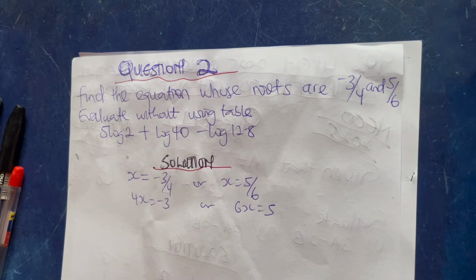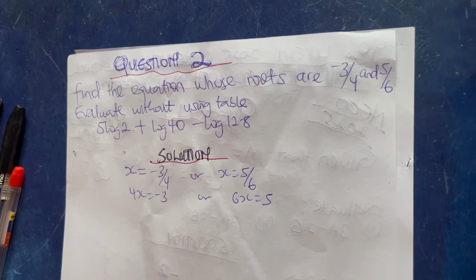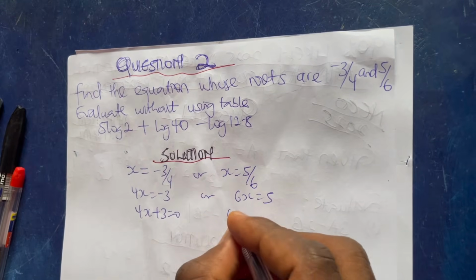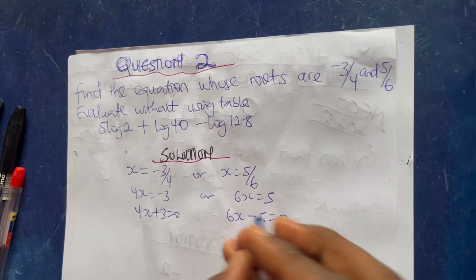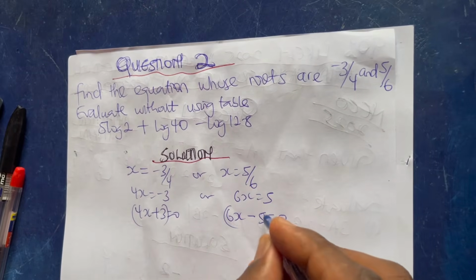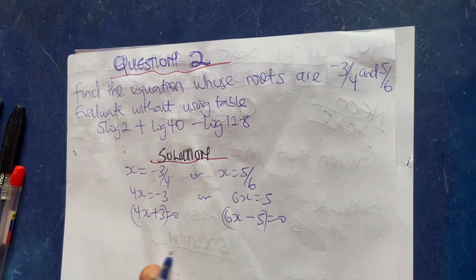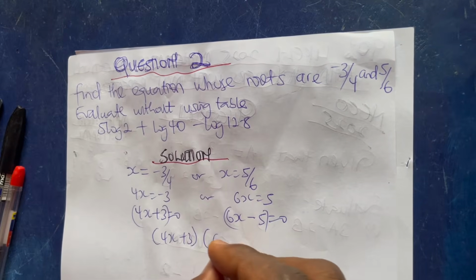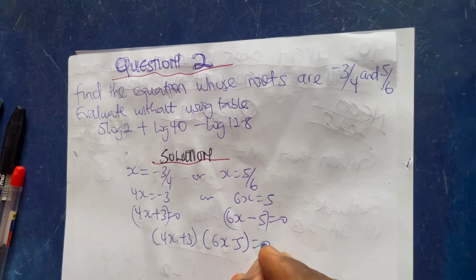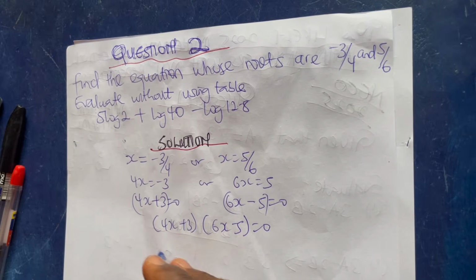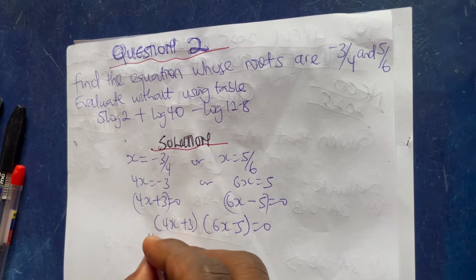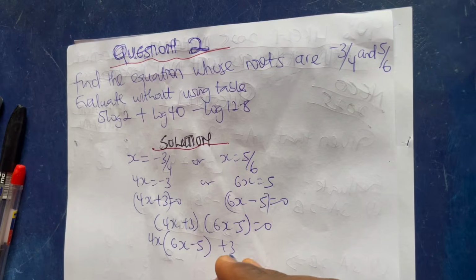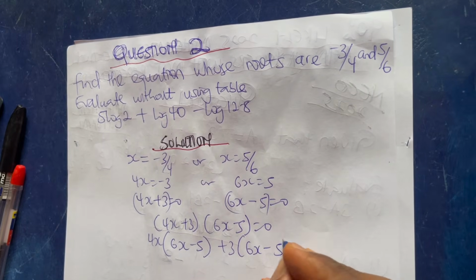Then equate each of them to be equal to 0. So 4x plus 3 equals 0 and then 6x minus 5 equals 0. So if you put it in bracket and bracket like this, now multiply the both together, that will now be 4x plus 3 and then 6x minus 5 equals 0. So multiplying it, you can just do this when you want to multiply.